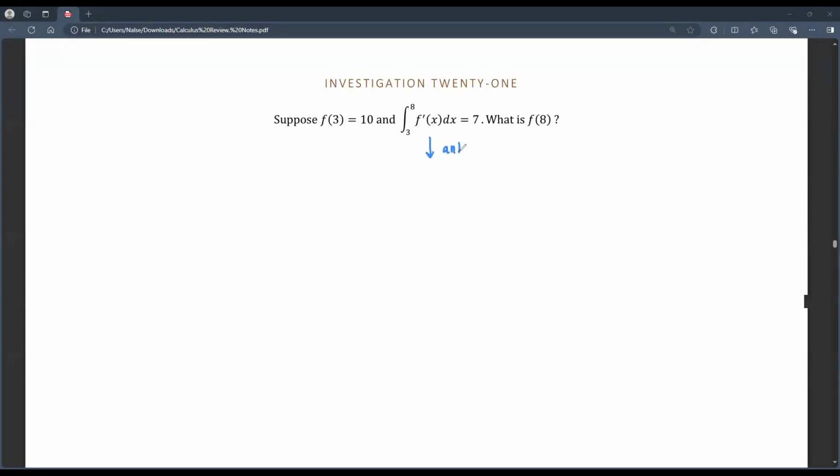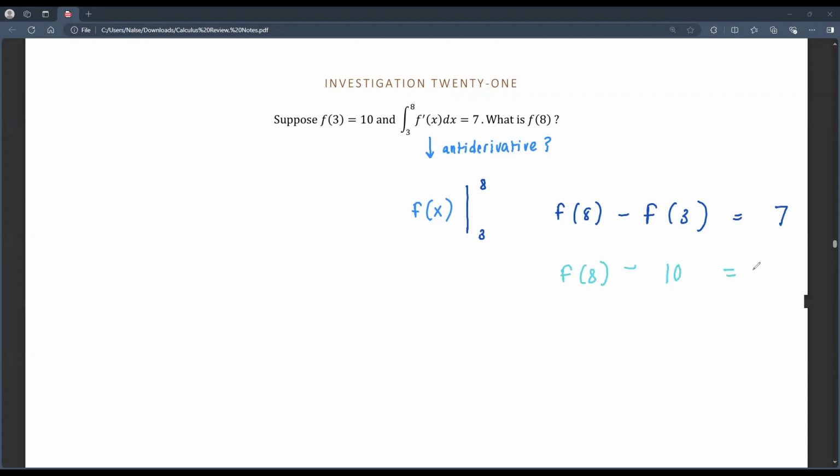Investigation 21. To find f of 8, we should use the first fundamental theorem of calculus, which states that a definite integral can be evaluated with the antiderivative of the integrand. The upper minus lower calculation that follows equals the value of the integral, which in our case is 7. This equation shows us that f of 8 must equal 17.